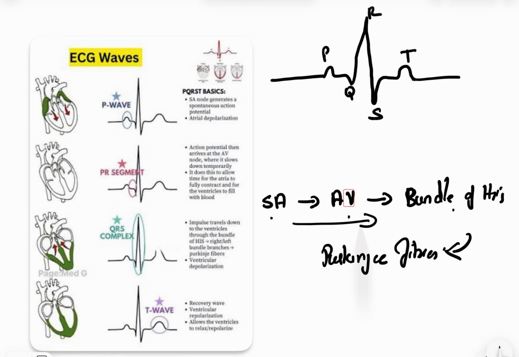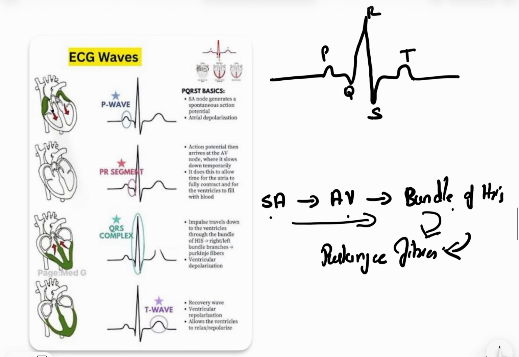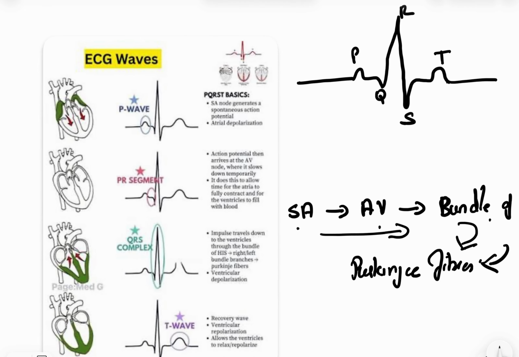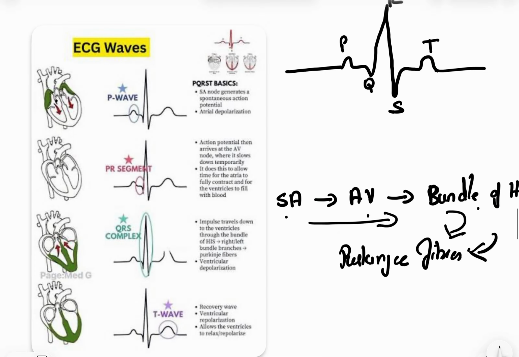This is the way the cardiac impulses transfer from the right atrium and help in the contraction and relaxation of the heart. When an impulse is generated in the SA node, that is called atrial depolarization. This atrial depolarization, or the P wave, shows that an action potential is created from the SA node, and the atria begin to contract.